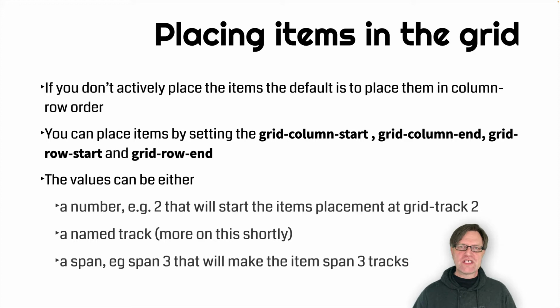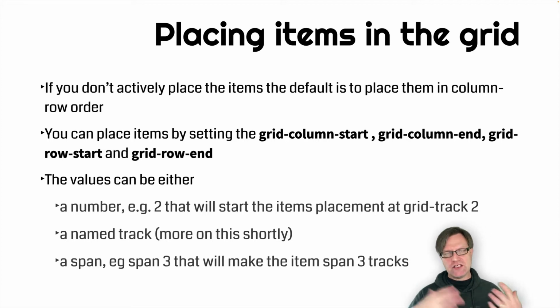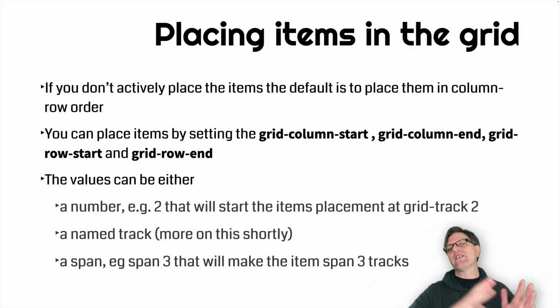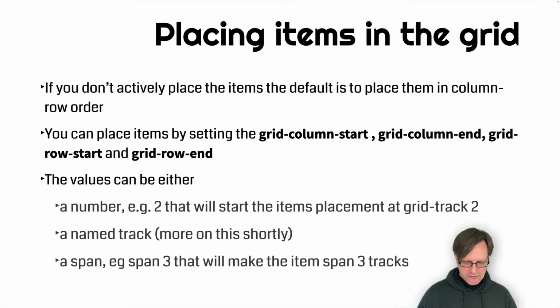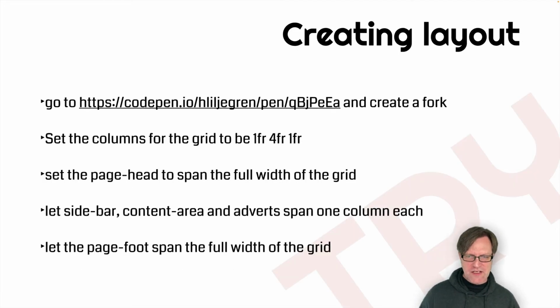And when you set these values, you can either set a number, and then it is the grid line that we set, and then we can also set a named track, and I will come back to that later. And finally, you can also set a span. So you can set span 2 or span 3 to tell that it spans 3 columns or rows in your grid.